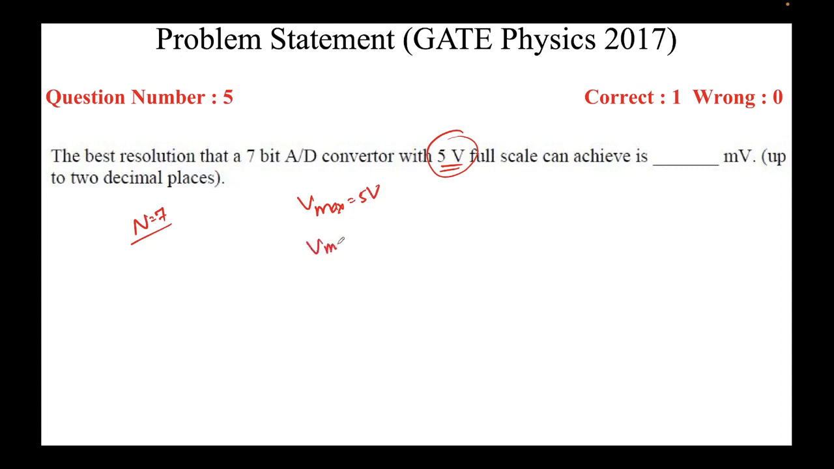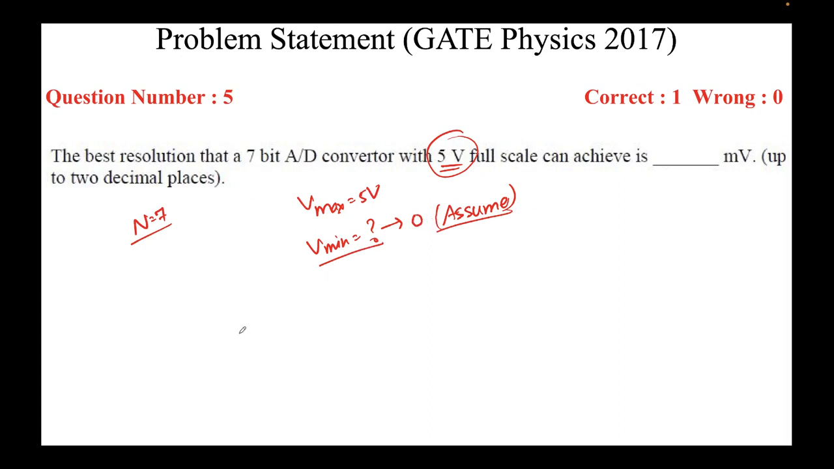Now what is V min? Okay, the question is silent about V min. There's no V min. Then if nothing is given, assume V min equal to 0. This is most often the case because there is some reference voltage which is usually 0. So again, if not given, we'll assume V min equal to 0, right?